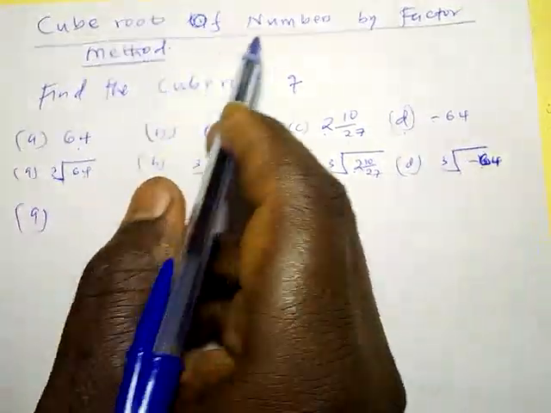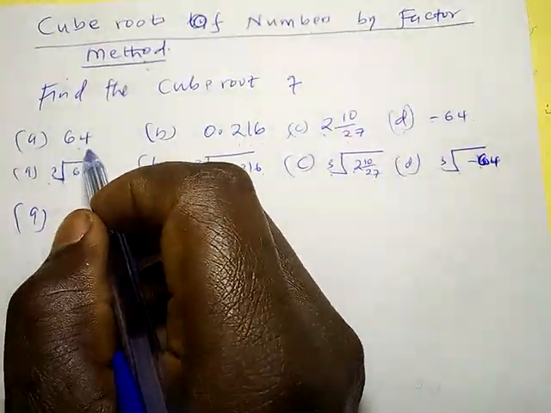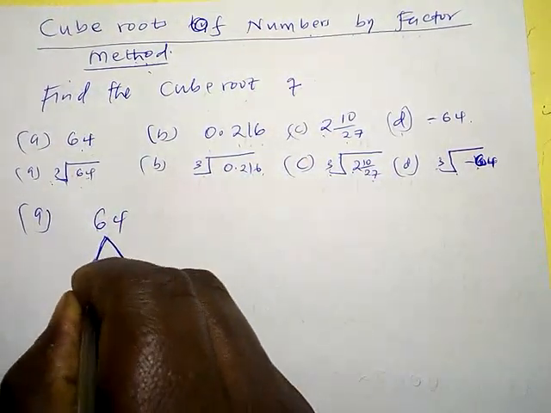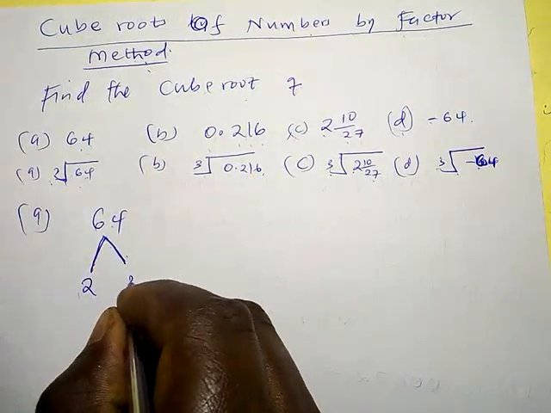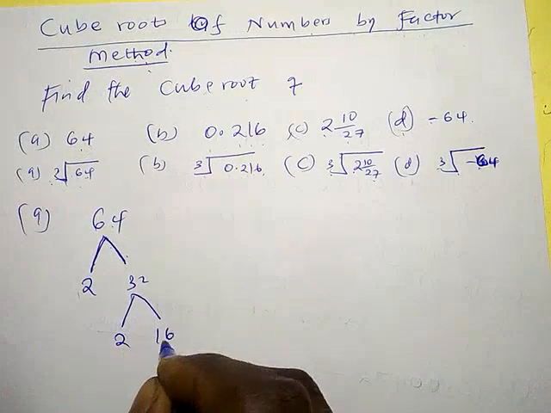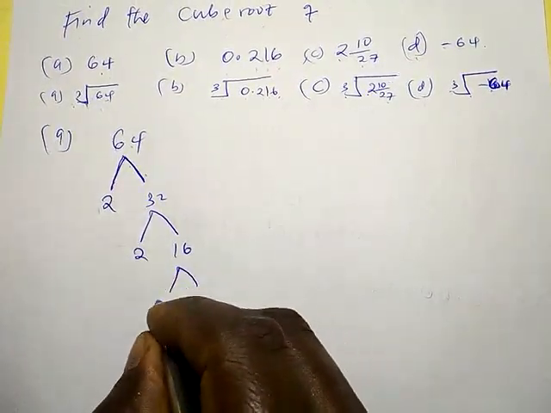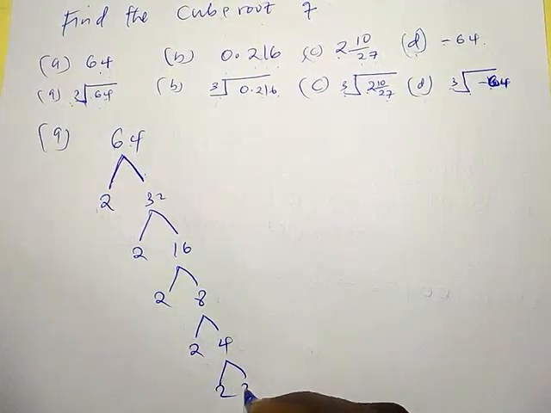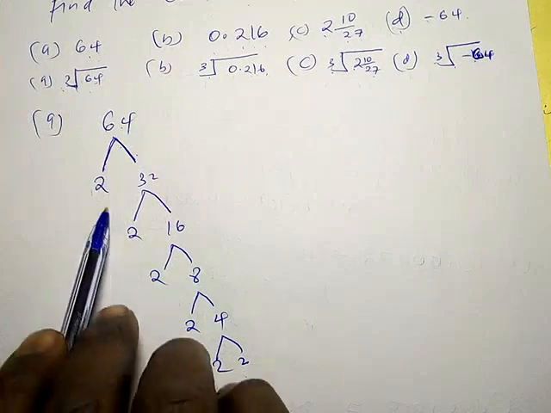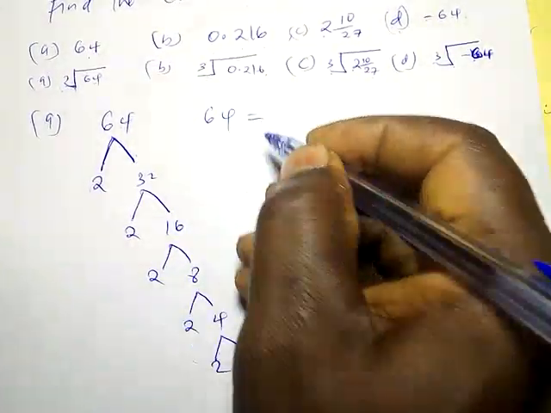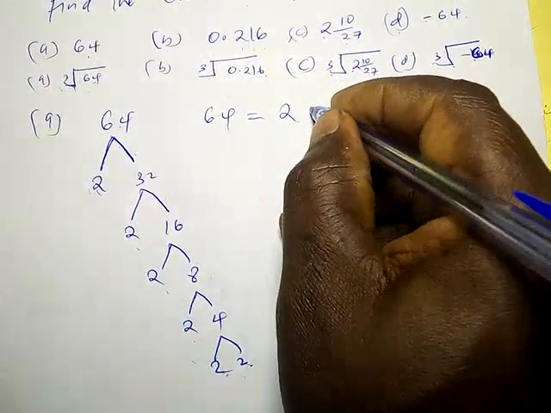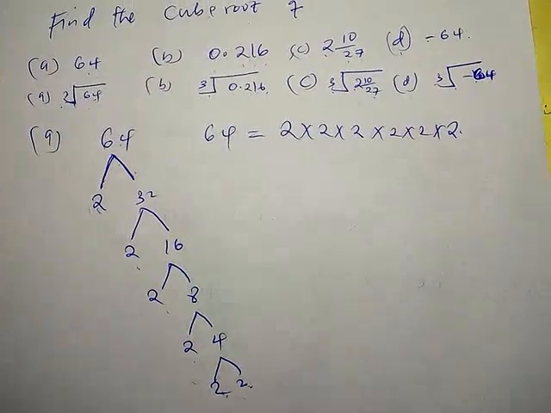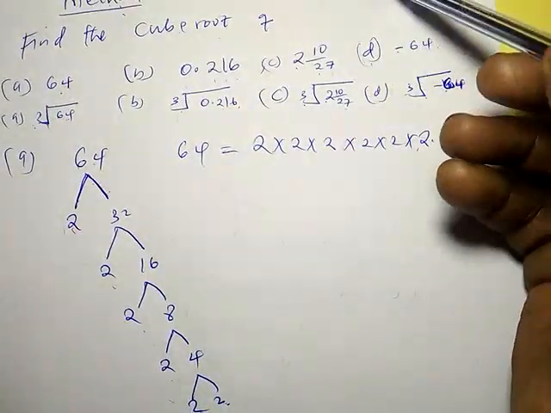First we have said we are using the factor method. You know how to write the factors. You start with 64. The smallest number that will go here is 2, which gives 32. Here 2, 16. Here 2, which is 8. Again 2, which is 4. Again 2, 2. So these are our prime factors. So 64 equals 2 times 2 times 2 times 2 times 2 times 2, right? This is what we call the factor method.